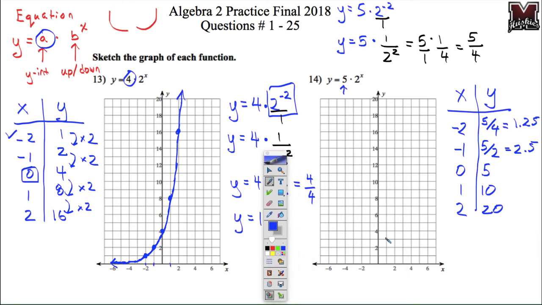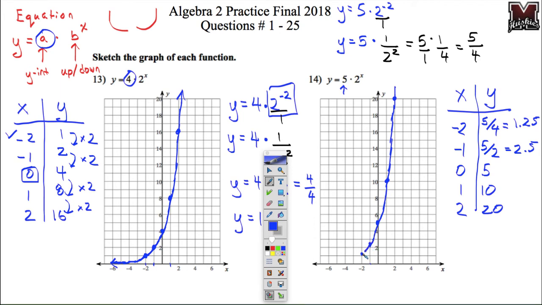We need to graph these points. I go over to -2 in the x direction, and I go up 1.25, so a little above 1, so right about there. And now I'm going to go -1 in the x direction, which is right here, and I'm going to go up 2.5, looks right about there. Then 0, 5, then 1, 10, and 2, 20. Whoa, that goes way up there. And again, do your best to make a curve that goes through these points. Lots of short little lines looks the best.